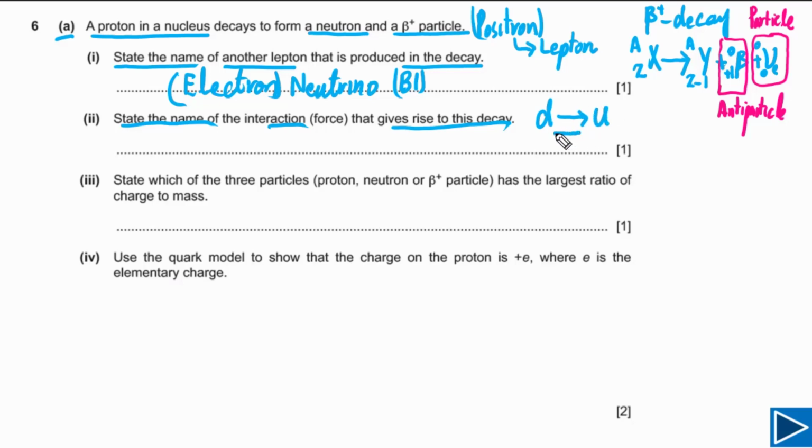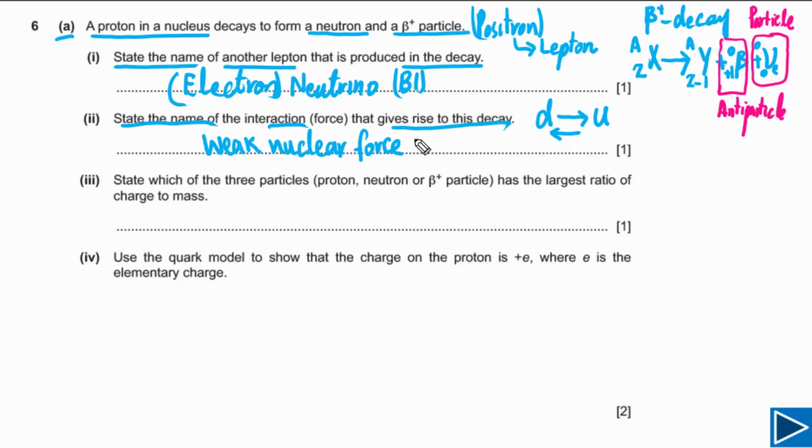If an up quark changes into a down quark or any other type of quark, when it changes from one form to another form, the interaction, the force responsible for that is the weak nuclear force. So the simple answer for this question, you need to write down weak nuclear force. And the weak nuclear force is also responsible for the fusion process in the sun. So when a quark changes from one form to another form, the force responsible is the weak nuclear force.